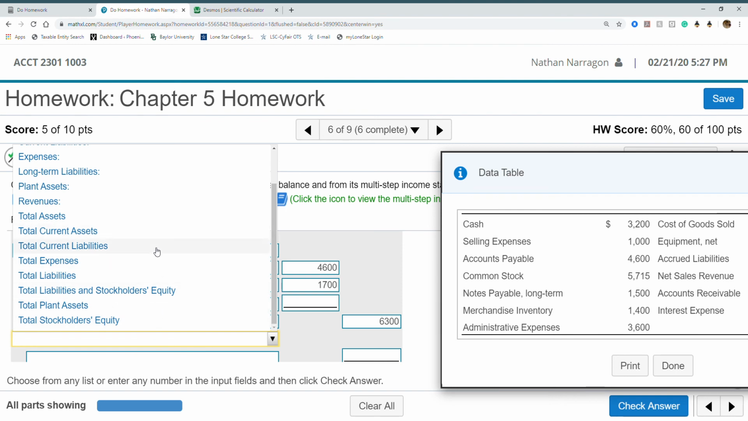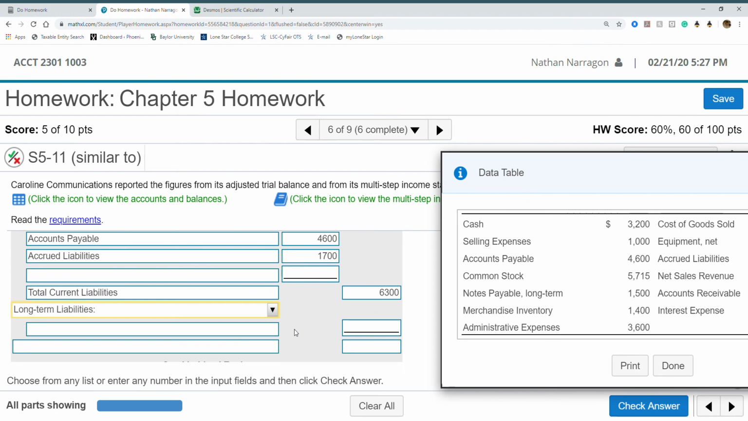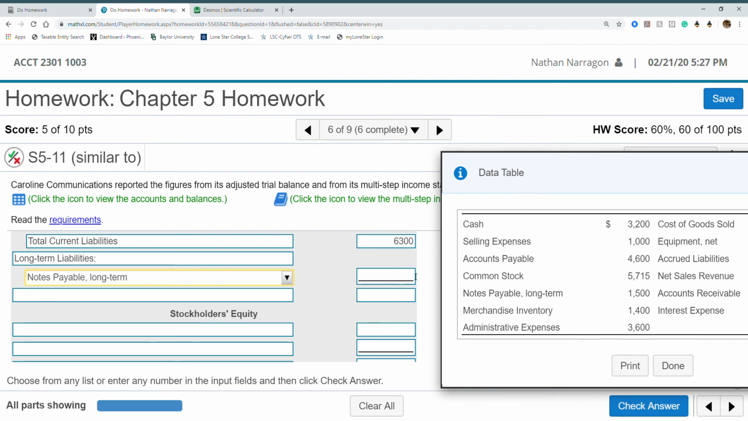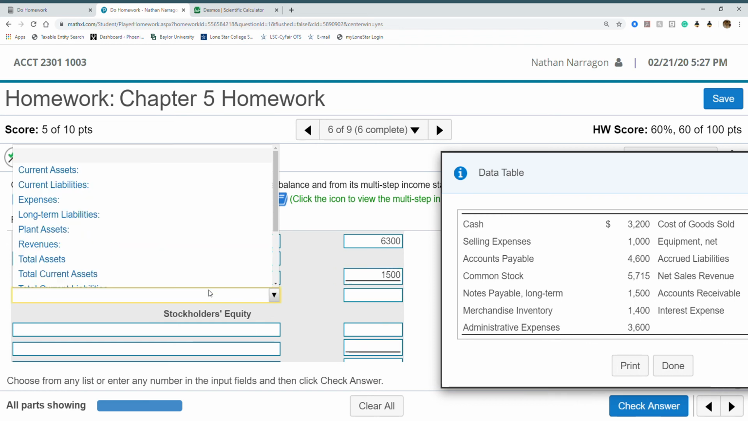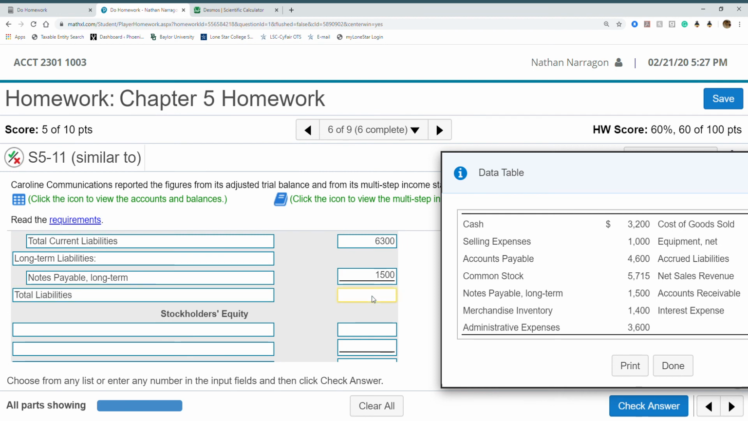Next is of course stockholders' equity. I can't find it. Oh no, long-term liabilities, my bad. Notes payable long-term, and that is 1,500. Total liabilities, add the 2 from your current and long-term. We're looking at 7,800.